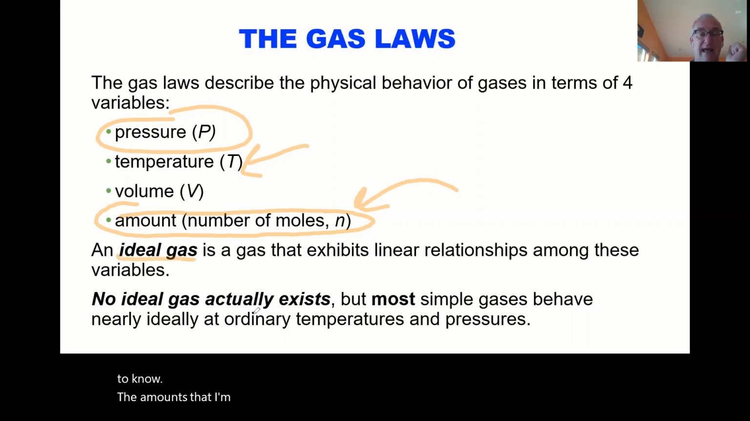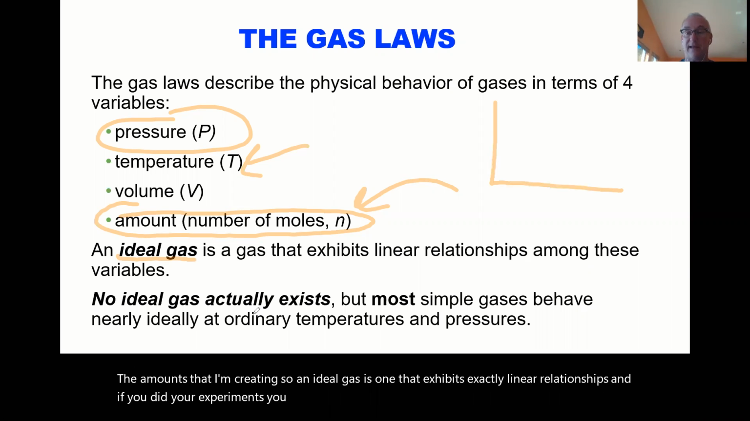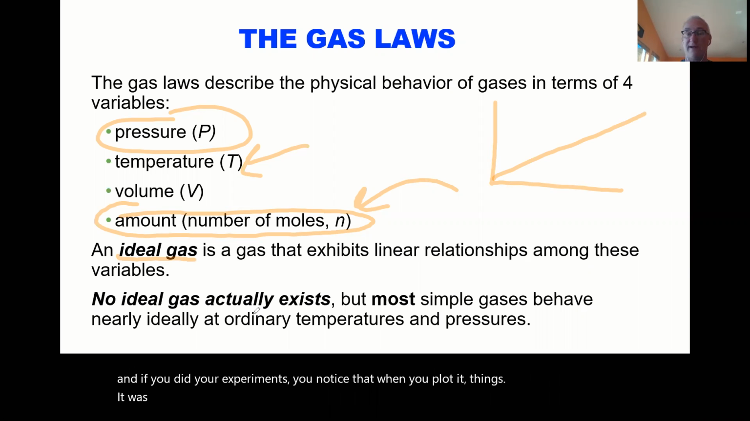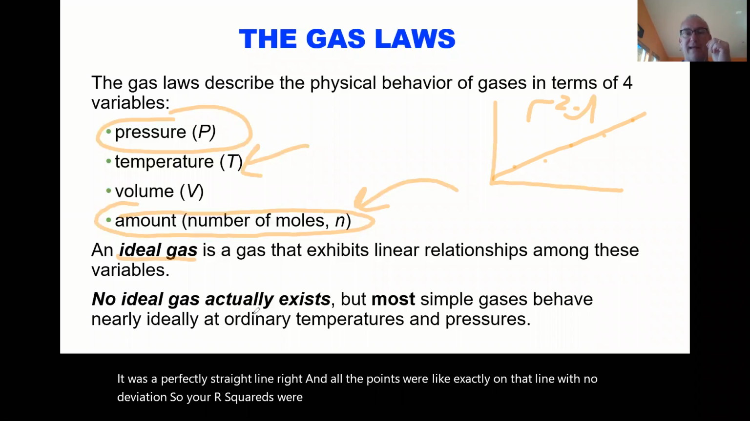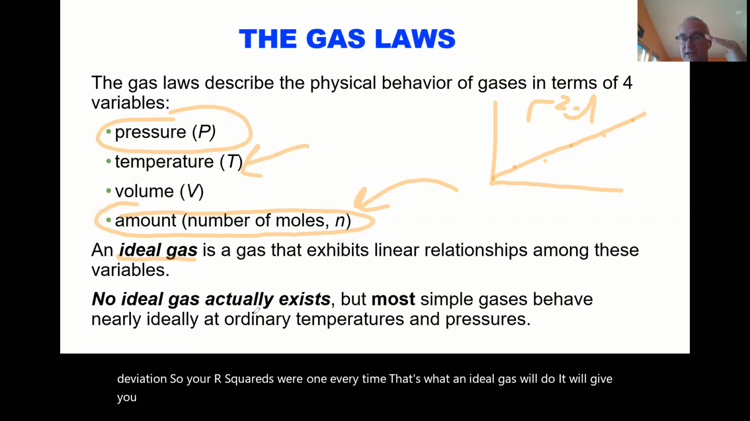So an ideal gas is one that exhibits exactly linear relationships. And if you did your experiments, you noticed that when you plotted things, it was a perfectly straight line, right? And all the points were exactly on that line with no deviation. So your R squareds were 1 every time. Now that's what an ideal gas will do. It will give you exactly a linear relationship with every single point on the line.